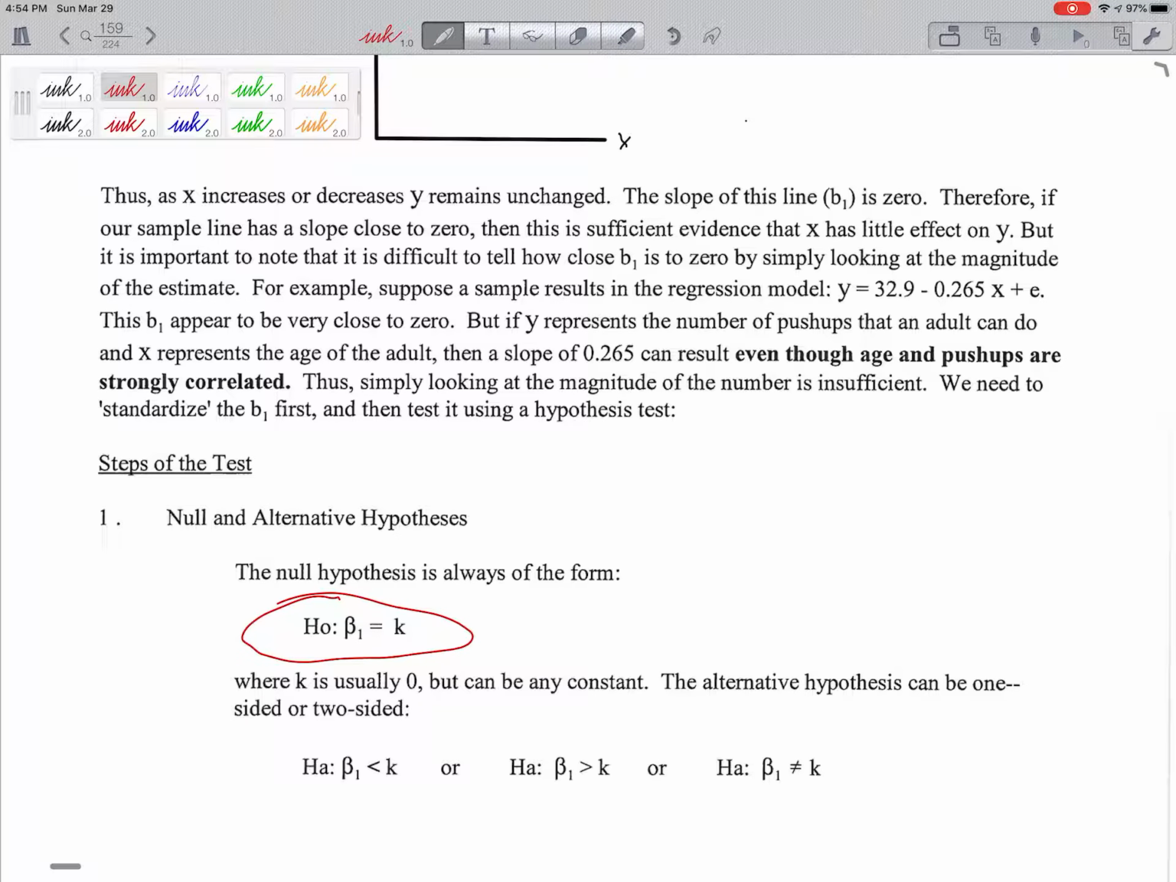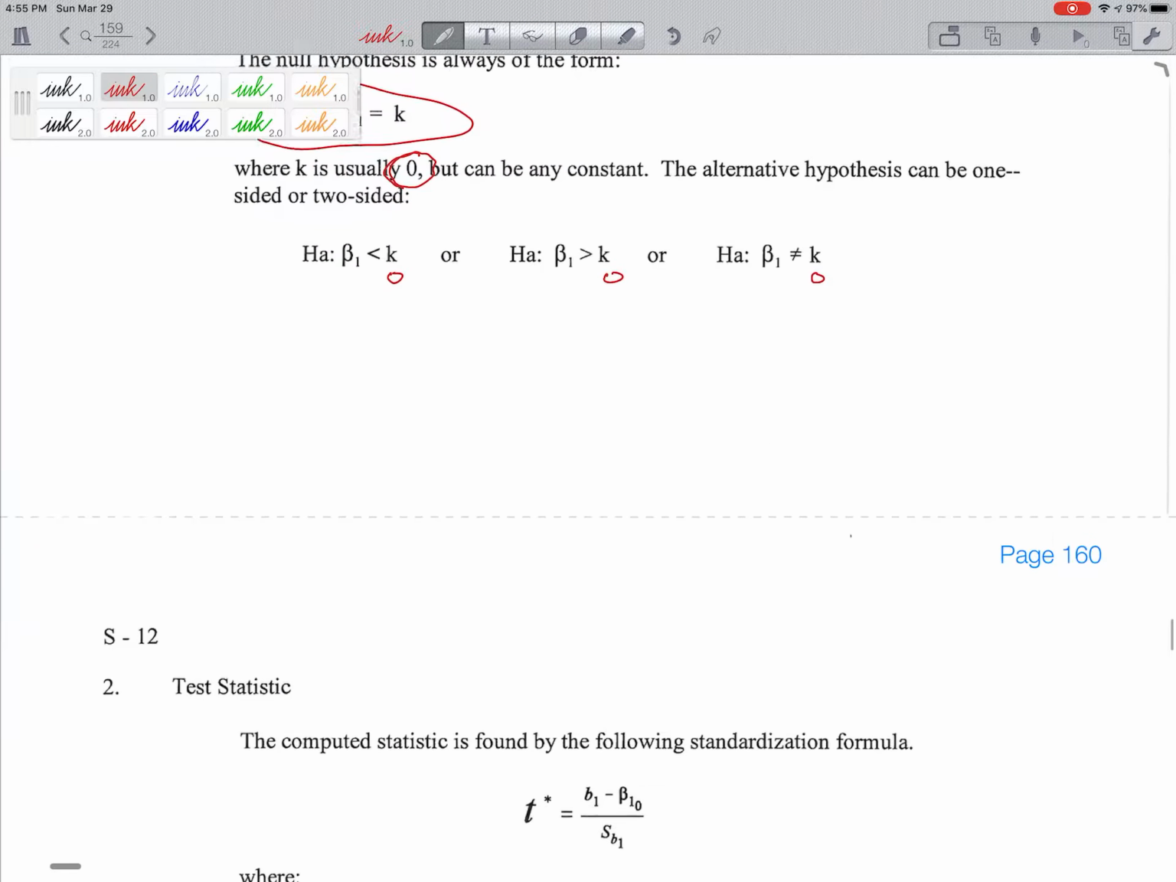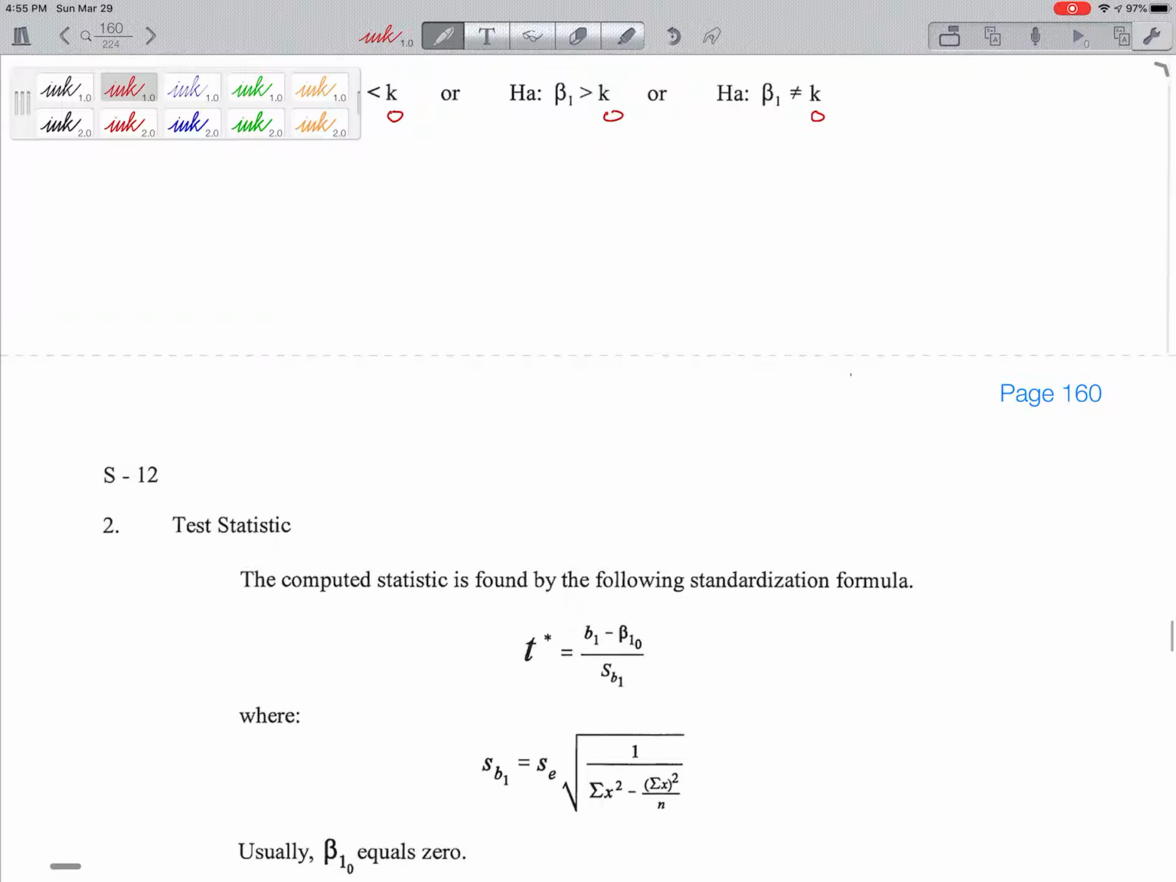But really, and this is all we'll look at in this particular course, we're generally interested in whether the slope is equal to 0. Why? Again, because a slope of 0 means that the x variable has no significant impact on the y. And so really we shouldn't include it in a regression model. So we'll be looking at the test H0 that beta 1 is equal to 0 against the alternative that it could be less than 0, greater than 0, or not equal to 0. All right, let's take a look at how we do that then.